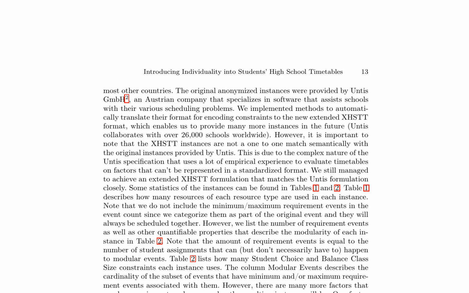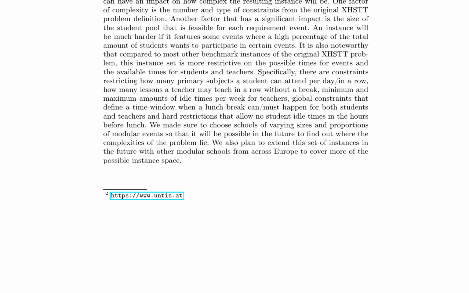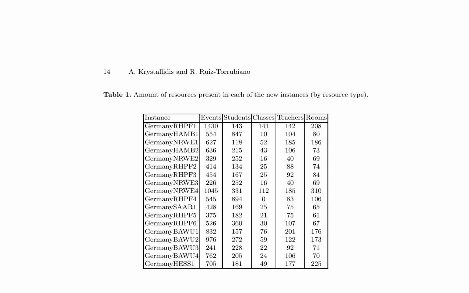The research introduces individuality into high school timetables by leveraging the UNTI's GmbH dataset, which includes scheduling problems from various schools worldwide. The dataset was anonymized and then translated into the XHSTT format for encoding constraints. This process enabled the creation of more instances in the future. The instances are characterized by complex constraints, including student and teacher availability, subject attendance, and global constraints on lunch breaks.